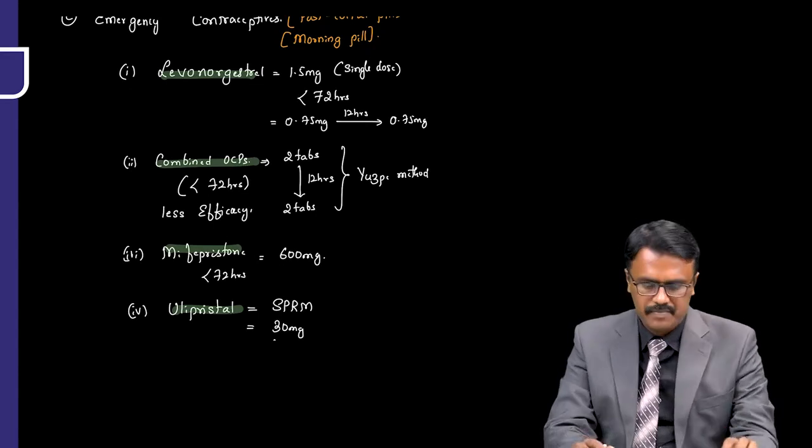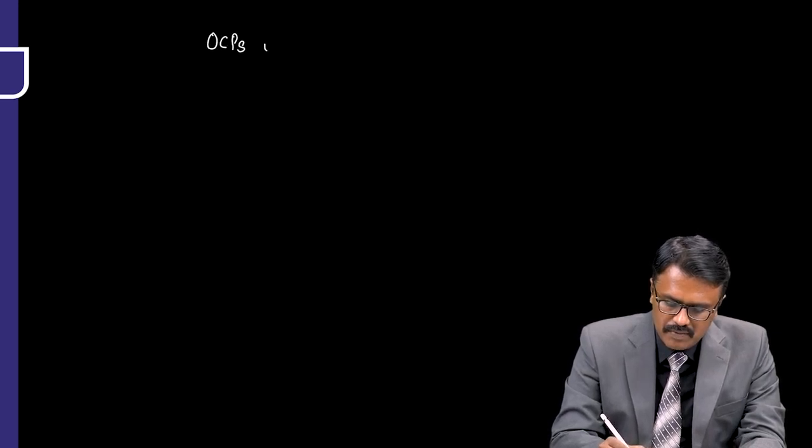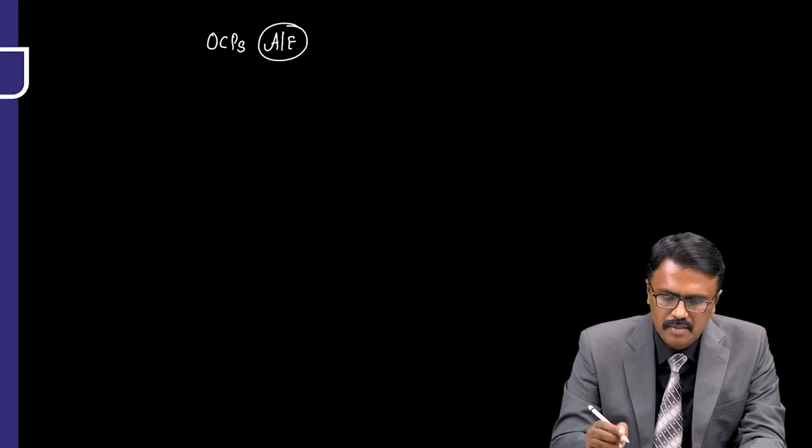Very, very important. So in oral, I told you there are 3 important aspects we need to understand. What are those? The combined OCPs, progesterone only pill, and emergency contraceptive. Now when we consider OCPs, oral contraceptive pills, what is the adverse effect? Very, very commonly asked in the exam.